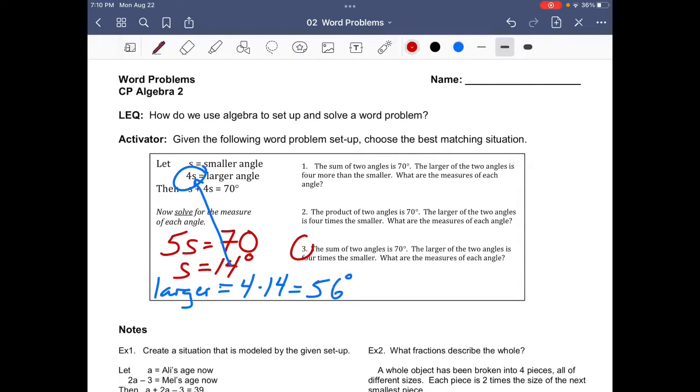Now, whenever we do a word problem, we like to label our answers. I think I labeled this with the word larger, but I should label 14 with the word smaller for that smaller angle.